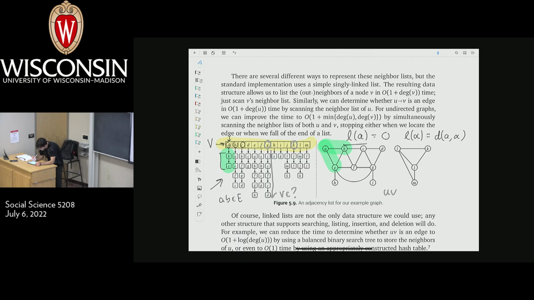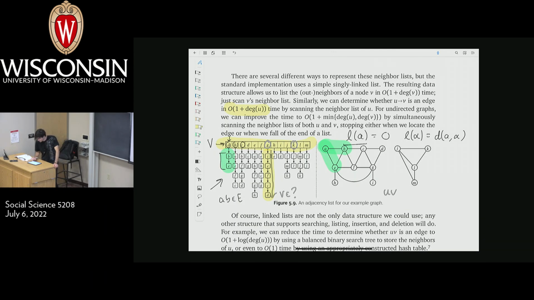Okay? So what's the running time of this operation? In the worst case, it's 1 plus the degree of U. That's because in the worst case, if V is not in there, we have to check every single thing in this list. And the length of that list, by definition, is the number of neighbors, which is the degree of U. So that's how long it takes.